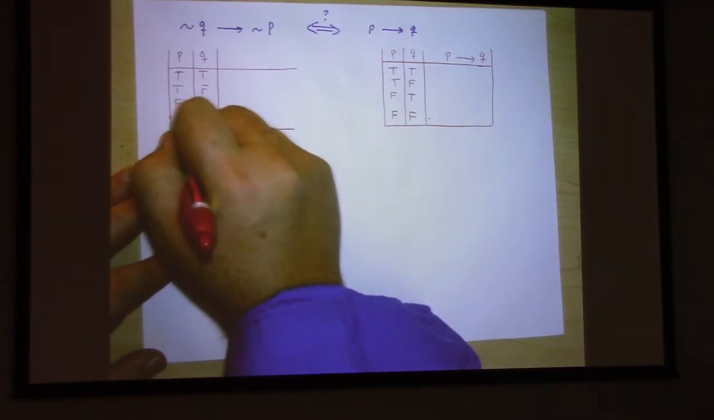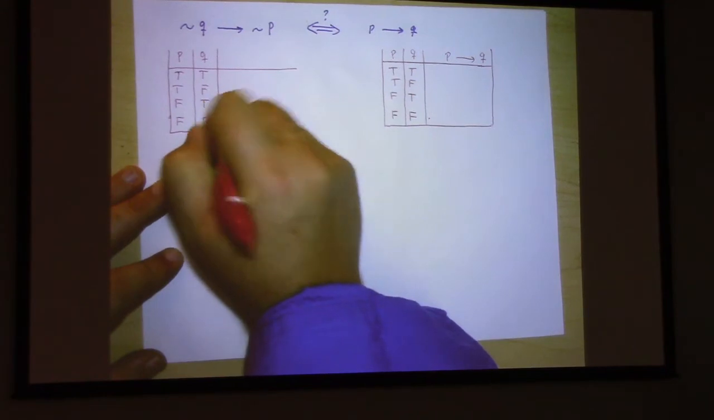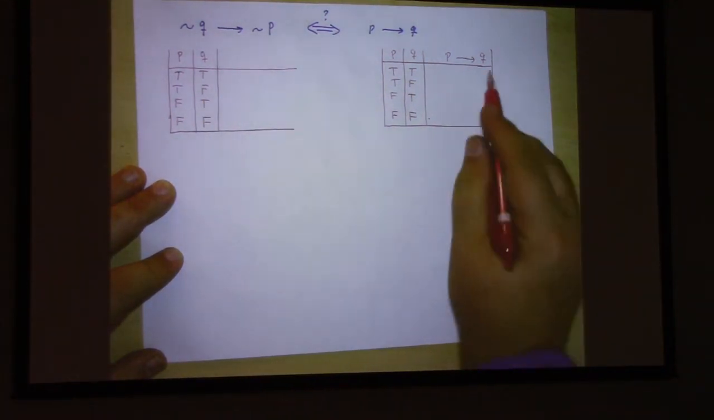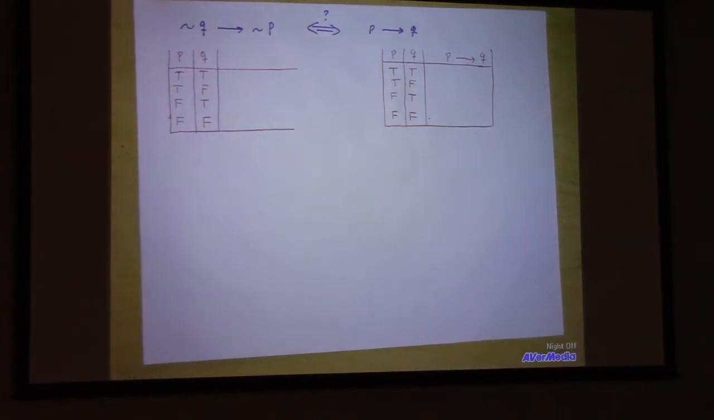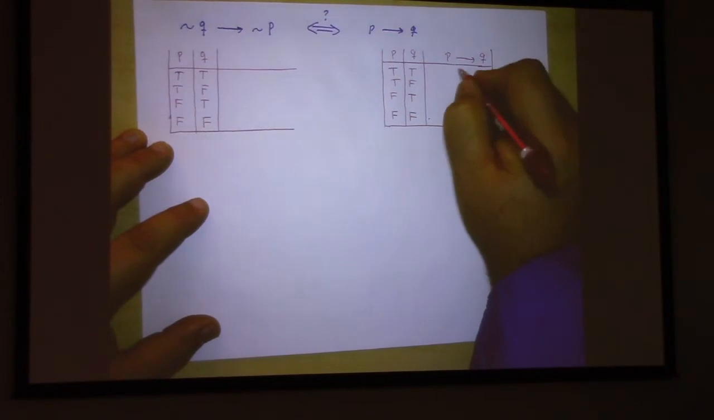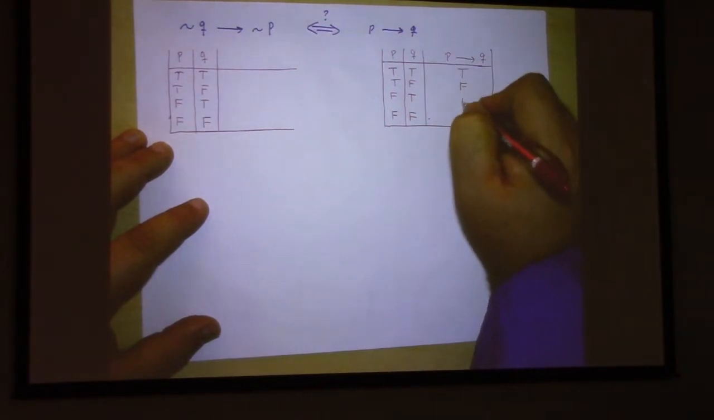All right, so to start, these are the input columns. Now, by definition here, we know what goes here, right? If you go back to a slide earlier in my lecture, the one I had the four grids, I mentioned the conditional, it goes true, false, true, true. True, false, true, true.